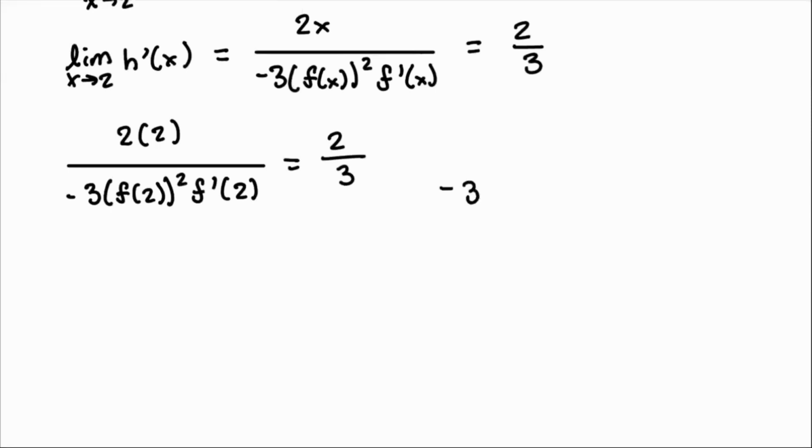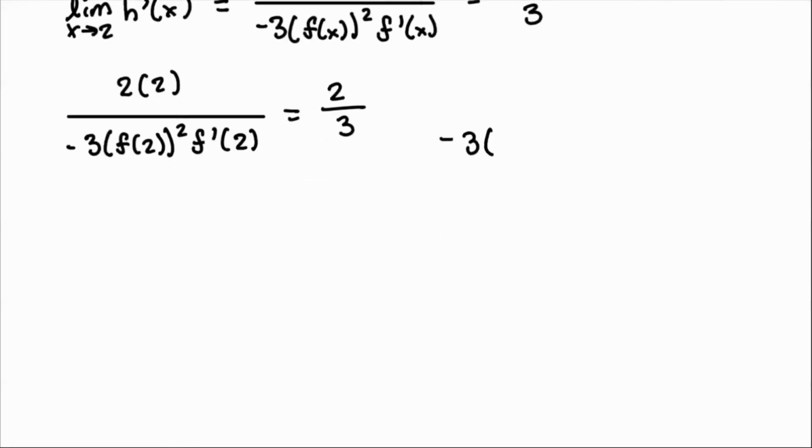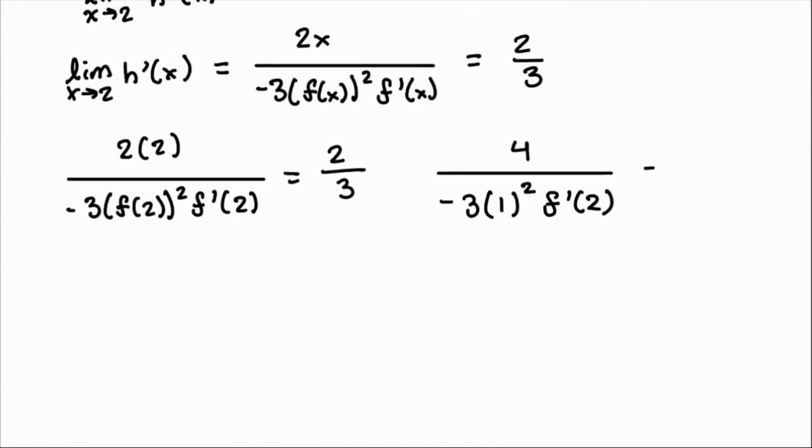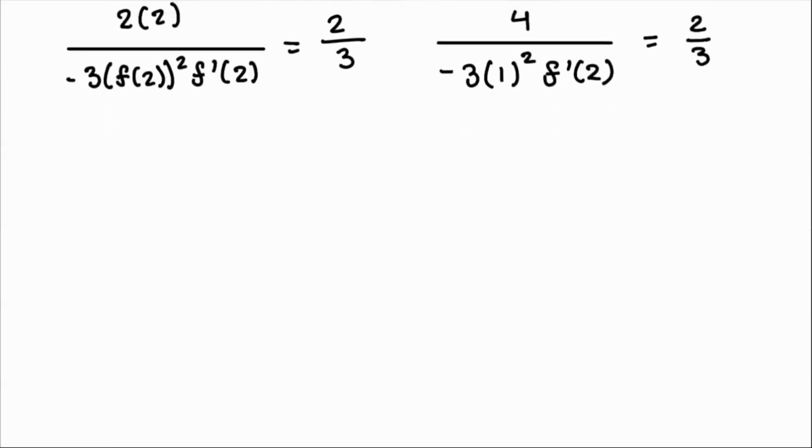We're going to simplify this down a little bit. I'm going to do the denominator first. We know that f of 2 is equal to 1 from above, so this is just going to be -3 times 1 squared. We don't know what f prime of 2 is, though. That's what we're going to try and find. This numerator is going to be equal to 4, and this whole thing is equal to 2/3.